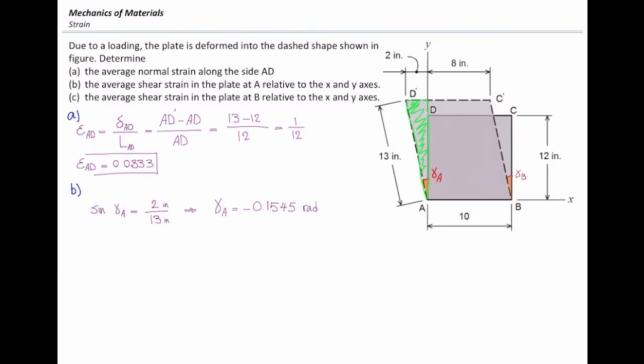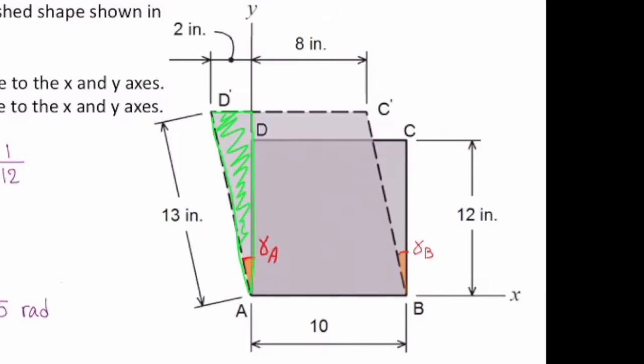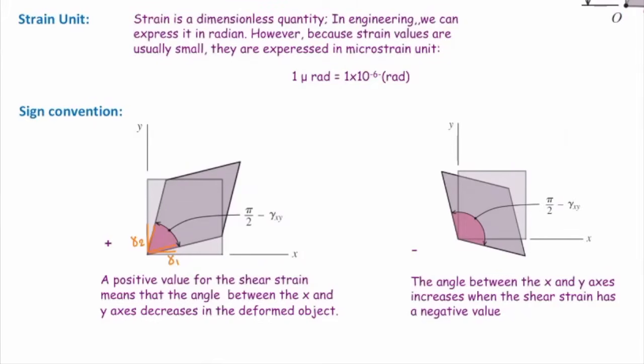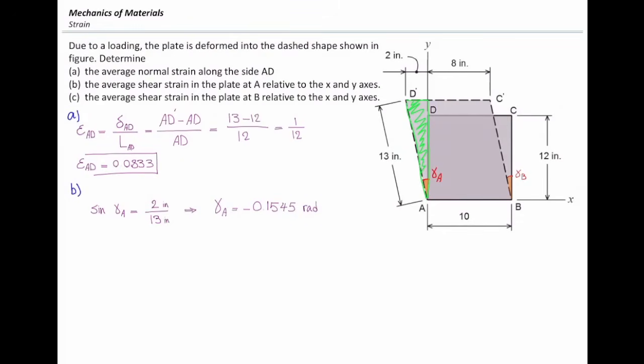And here I use the negative sign for shear strain. Why do I use a negative sign? Look at corner A. In that corner, the angle increased after deformation. And based on the sign convention that we had for shear strain, which is shown here, if the angle increases after deformation, we call that negative. So here I used a negative sign for the angle at that point. Alright? So that is the answer of part B.